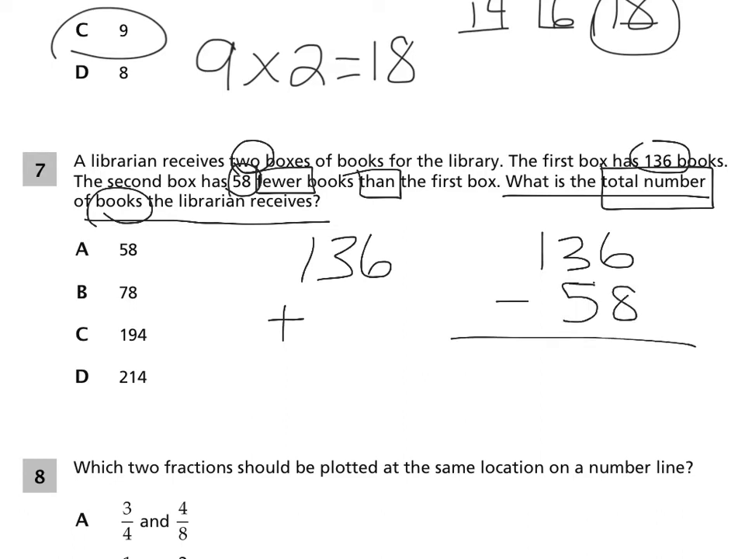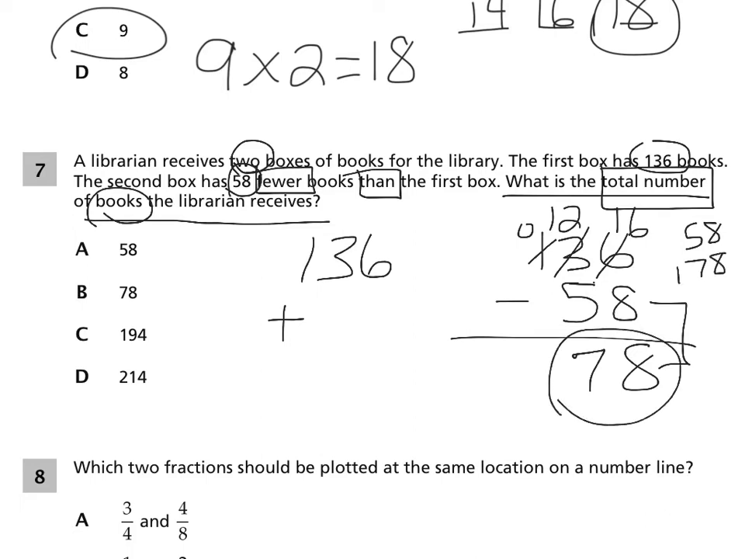I can't do 6 minus 8, so I have to borrow from my neighbor. That becomes a 16. 16 minus 8 is 8. I cannot do 2 minus 5, so I have to borrow from my neighbor. The 2 becomes a 12. 12 minus 5 is 7. I can check my subtraction with addition. I'm going to circle this. This is what I need, but we're just going to do a quick check over here. I get the same number, so that's good.